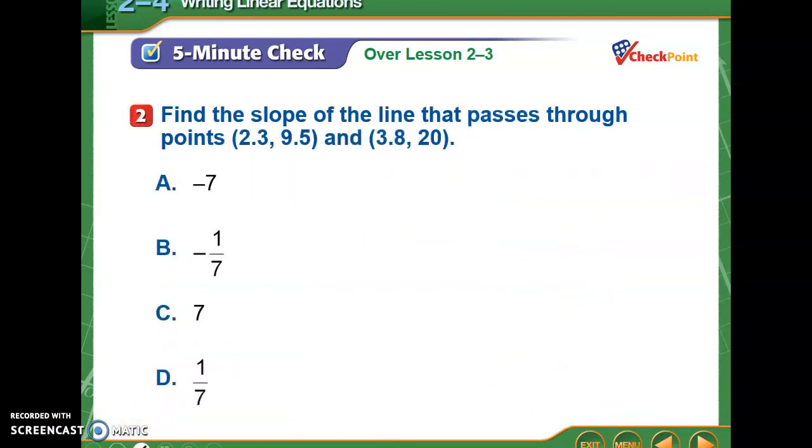All right, next problem. Find the slope of the line that passes through points (2.3, 9.5) and (3.8, 20). Okay, so let's write our formula, slope. And what's the symbol for slope? What letter? You have m equals the change in y, so y sub 2 minus y sub 1 over x sub 2 minus x sub 1.